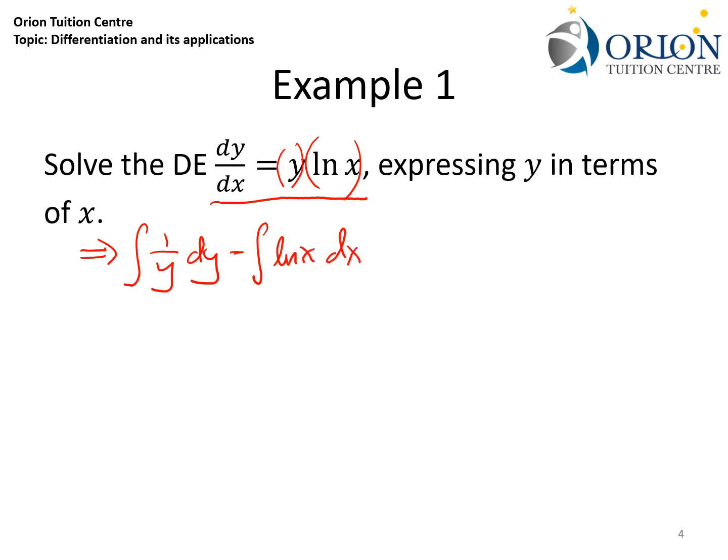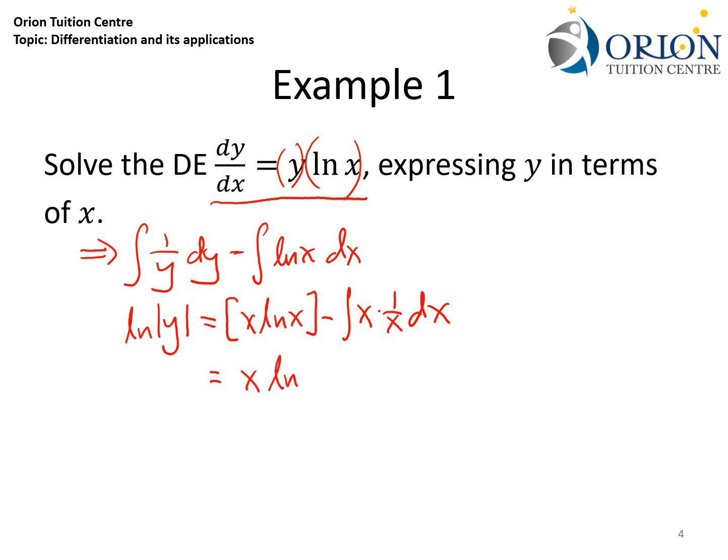On the left hand side, we will end up with ln|y|, and on the right hand side, we have to make use of integration by parts to give us x ln x minus integration of x times 1 over x dx. Upon solving, we will end up with x ln x − x + c. And therefore, we can say that |y| equals to e^(x ln x − x + c).